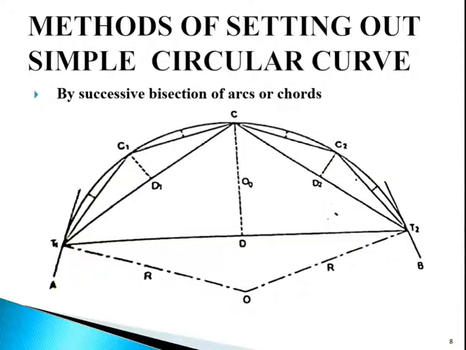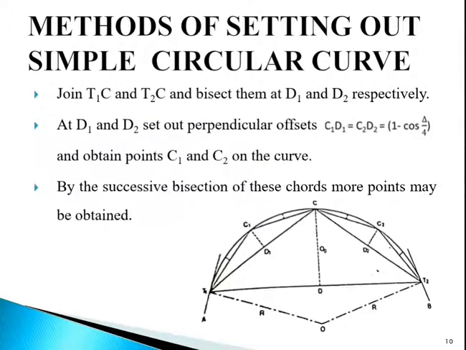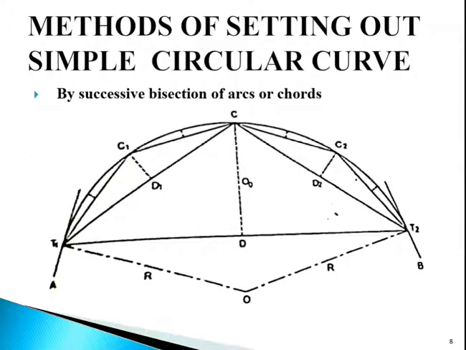Next is by successive bisection of arc or chord. Let T1 and T2 be the long chord of a curve whose angle of deflection is delta.